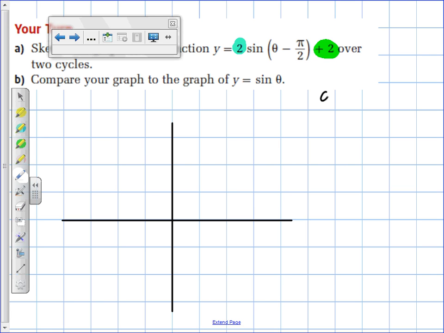So for regular sine, the period length is between 0 and 2 pi. That's one of the period lengths that you could draw of sine.